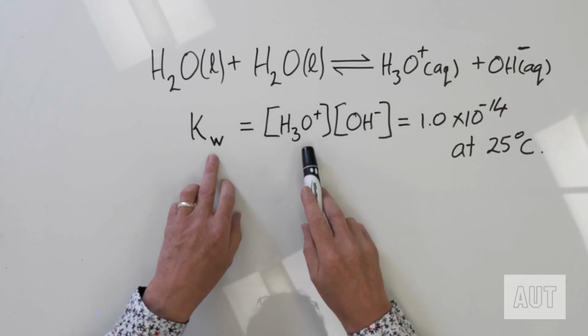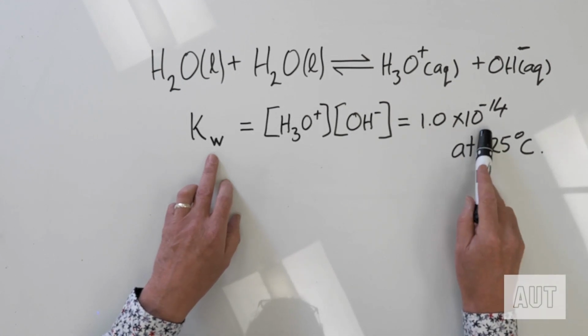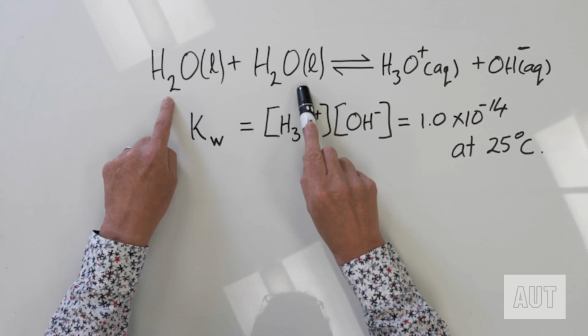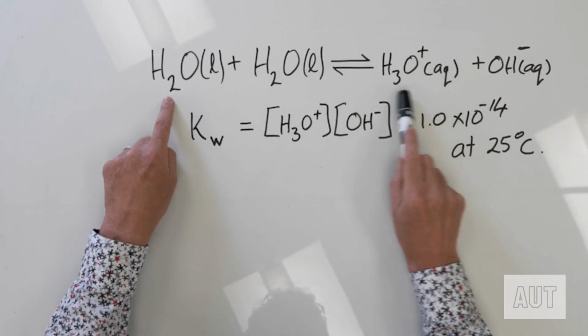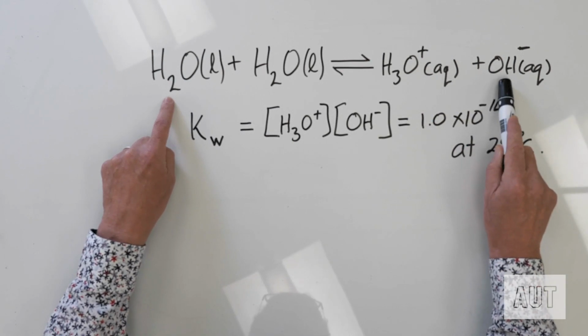How can we show that? Well, we can show that through the stoichiometry of this reaction. So we know that Kw is equal to the H3O+ concentration multiplied by the OH- concentration, 10 to the minus 14. Now, from the stoichiometry of this reaction, we know that in pure water, the concentration of H3O+ must be the same as the concentration of OH-.